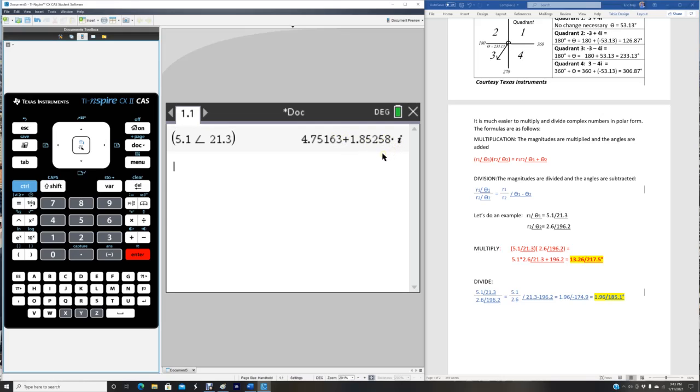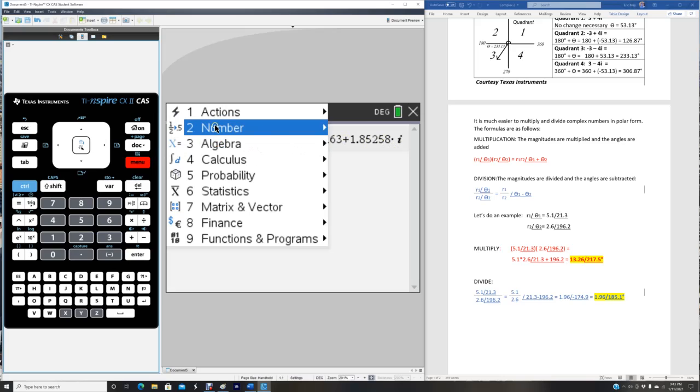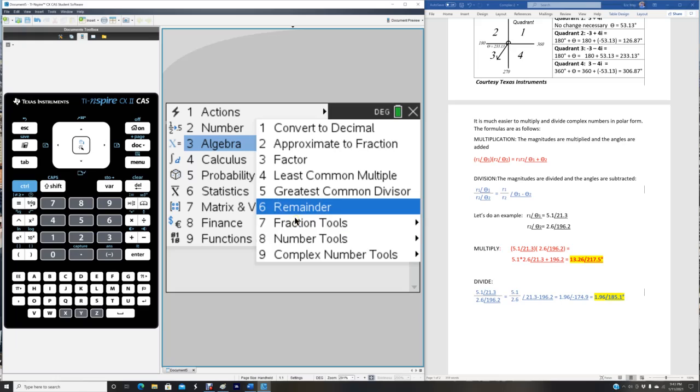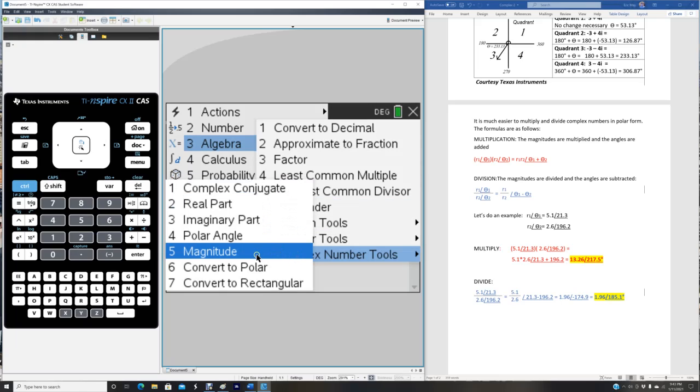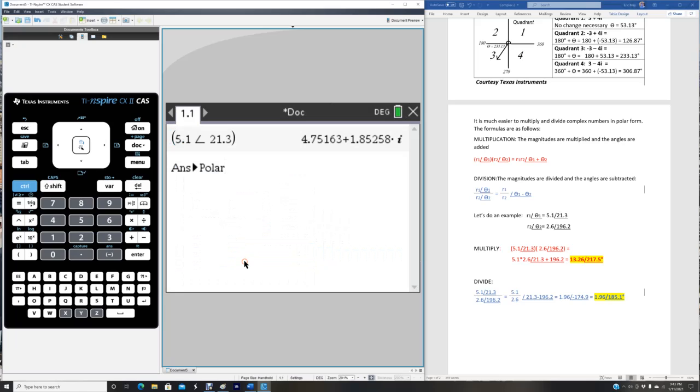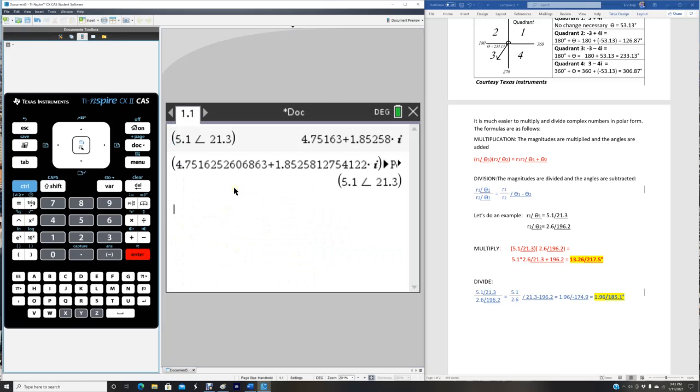Now let's say we want to convert that back to polar coordinates. Again, very simple. Go to the menu, number 2, number 9, complex number tools, and convert to polar, and enter. And it takes it out to 13 decimal places in case you need that much precision, and it gives us back our answer 5.1 at 21.3 degrees. So you can see that converting isn't that difficult.